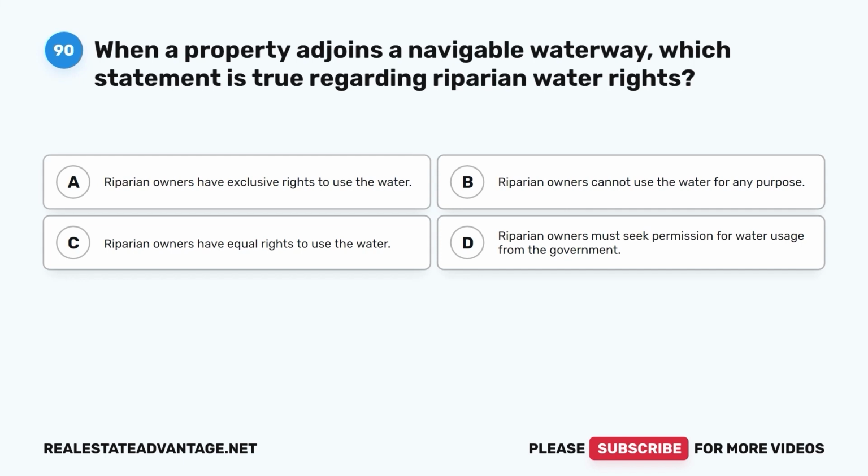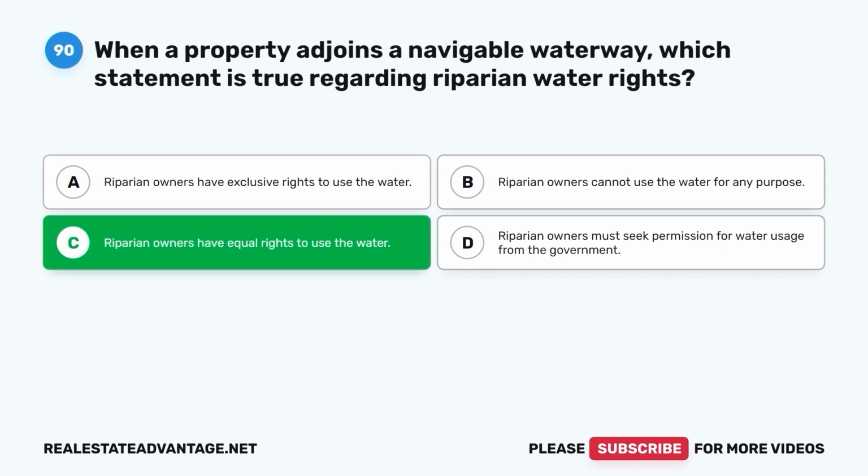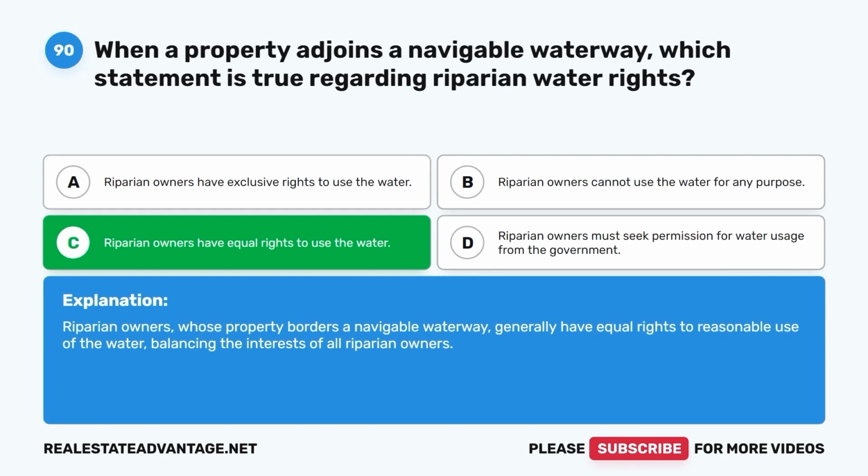A. Riparian owners have exclusive rights to use the water. B. Riparian owners cannot use the water for any purpose. C. Riparian owners have equal rights to use the water. D. Riparian owners must seek permission for water usage from the government. The correct answer is C. Riparian owners have equal rights to use the water. Riparian owners, whose property borders a navigable waterway, generally have equal rights to reasonable use of the water, balancing the interests of all riparian owners.